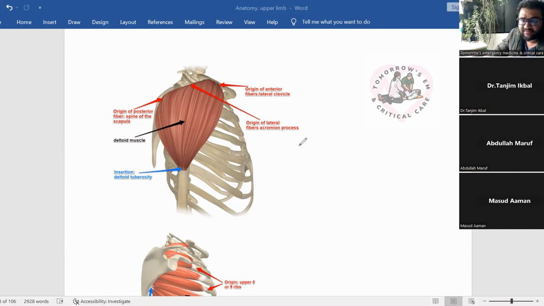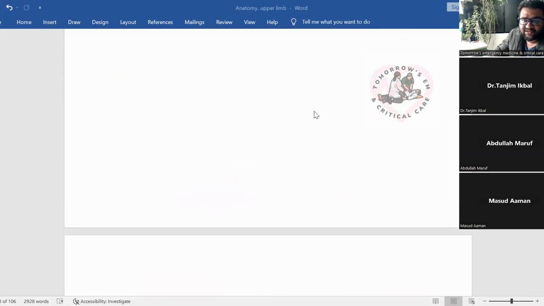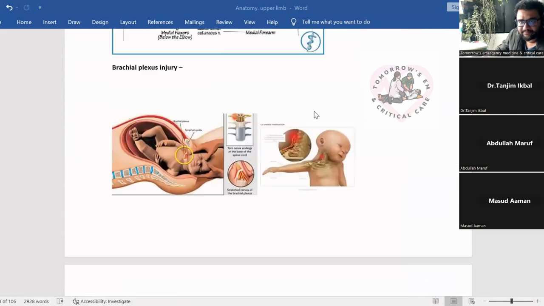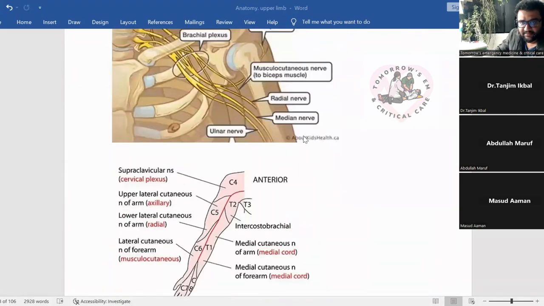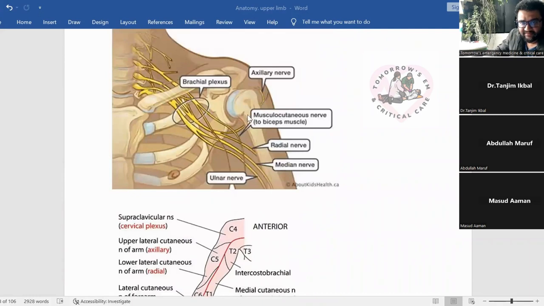If you see this figure of the brachial plexus, the axillary nerve twists around the neck of the humerus. So if there is a surgical neck fracture or an anterior or posterior shoulder dislocation, the axillary nerve may be damaged. The most common dislocation is anterior shoulder, but the most dangerous is posterior. That means axillary nerve injury occurs more in posterior shoulder dislocation. Clear, keep it in your mind.